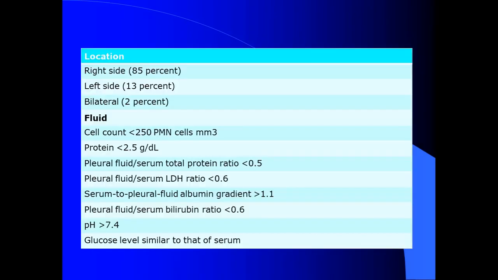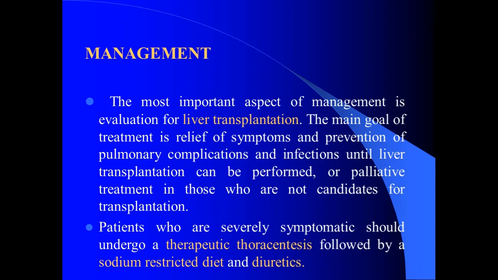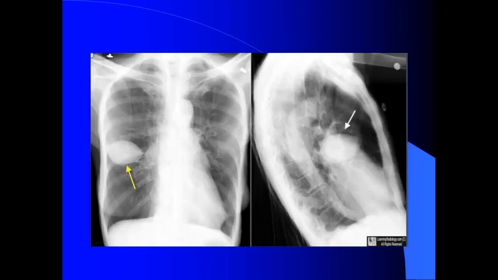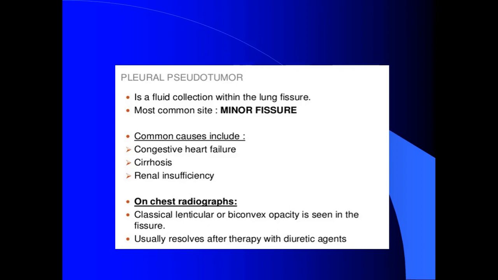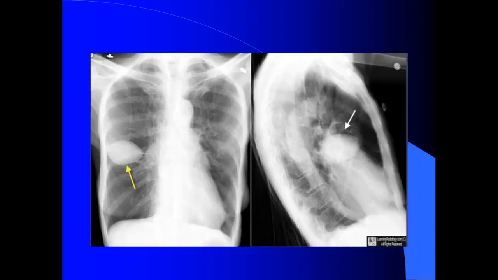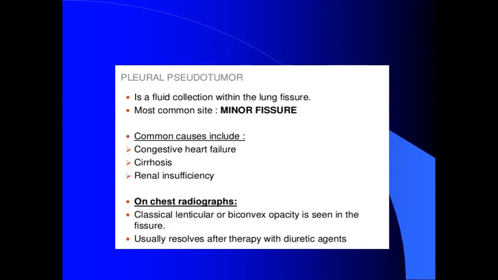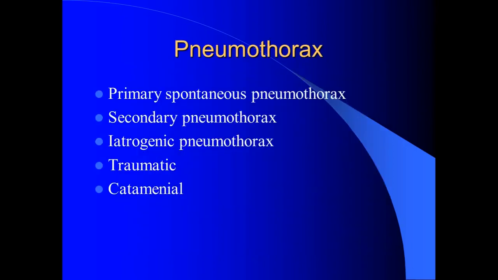Hepatic hydrothorax occurs in patients with long-standing ascites and liver cirrhosis. They can present with a right-sided pleural effusion, where the fluid enters the right side of the pleural cavity through fenestrations in the right side of the diaphragm. A pleural pseudotumor is when the fluid is located in the middle fissure and can sometimes be diagnosed as a tumor, a common presentation in patients with cirrhosis, congestive heart failure, or renal insufficiency.